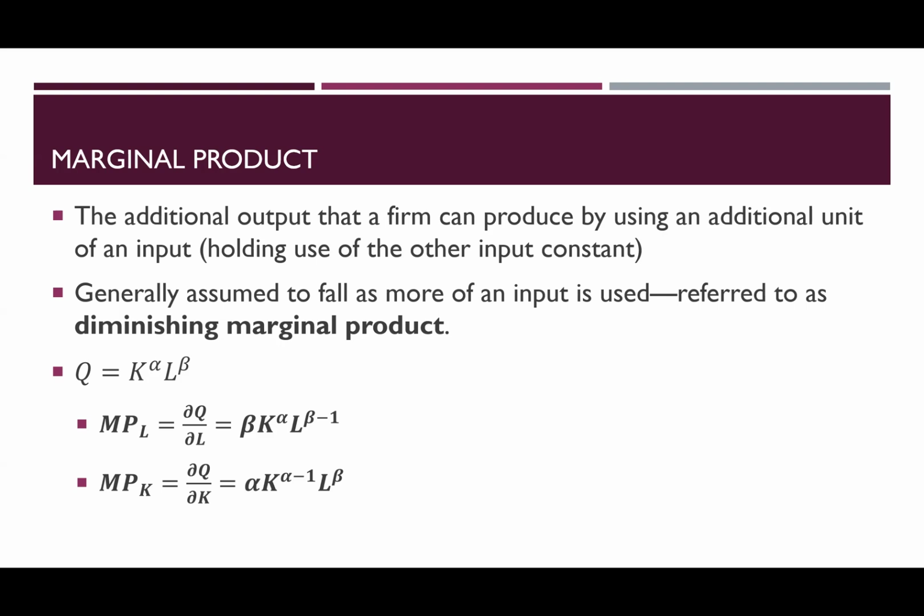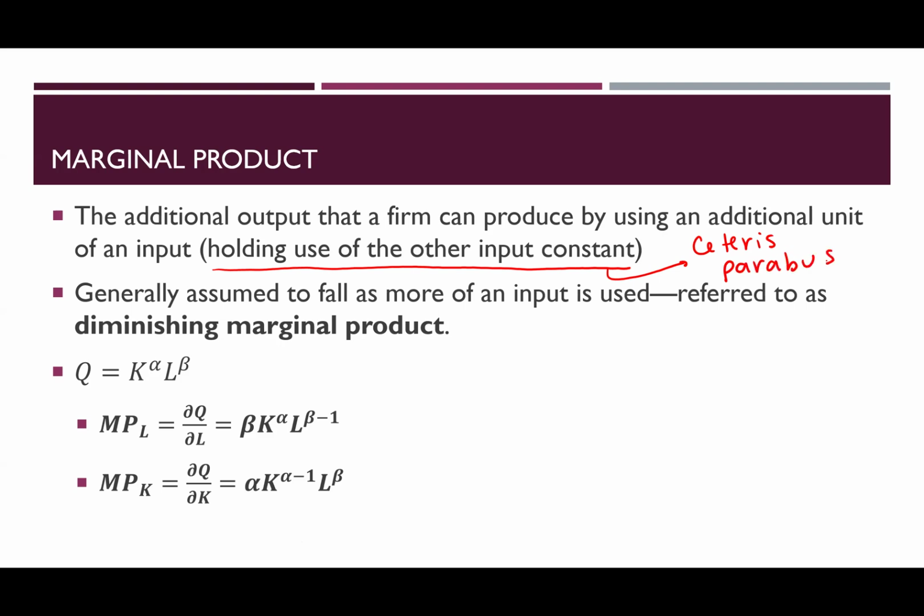So formally, we can generalize this definition by saying that marginal product is the additional output that a firm can produce by using an additional unit of an input, holding the use of the other input constant, right? So here again, we have that ceteris paribus assumption. We want to see how changing one input by one unit impacts output in order to identify its full effect.